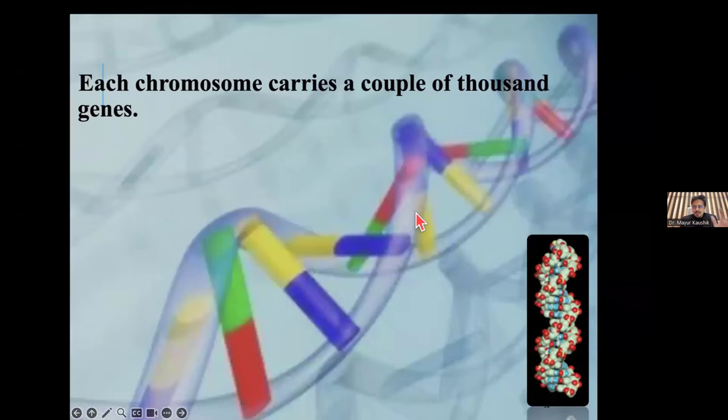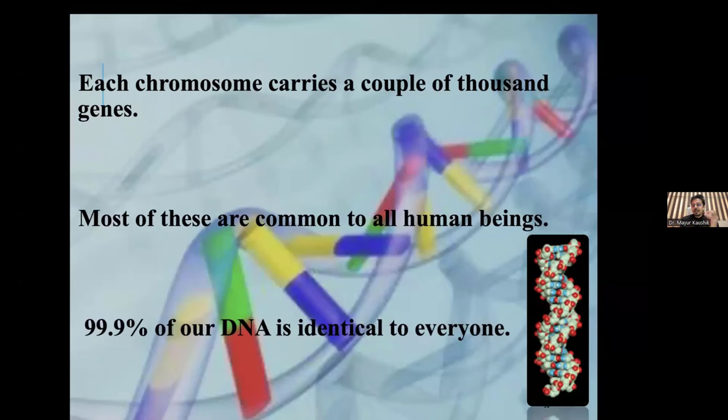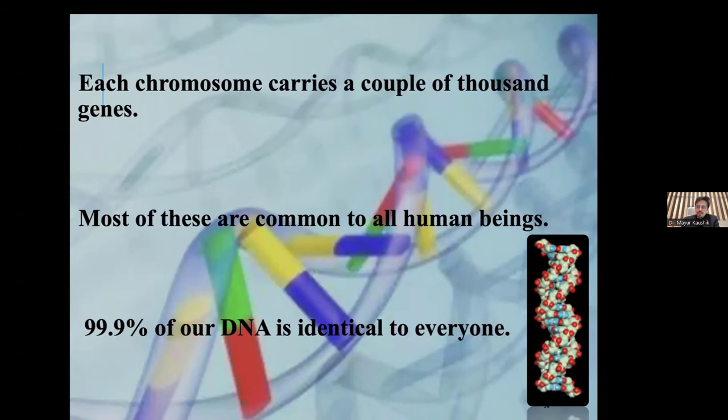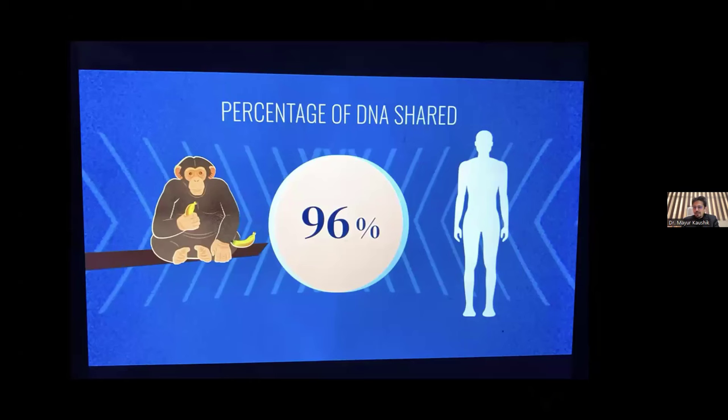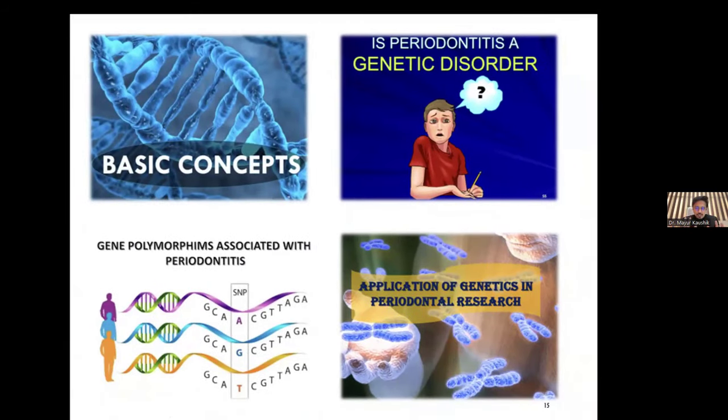So each chromosome has thousands of genes, 30 to 40,000. Most of these are common to all human beings. How much common? All of us sitting in this hall basically have 99.9% DNA identical. It is just 0.1% which is different, which is giving different appearances to us, which is actually making us have different IQ and different resistance, that is strengths or weaknesses to various diseases. Rather, in case 4% would have been different, that is the closest that we have to our ancestors, that is apes. So this one was about the basic concept, just the terminology, a brush up of our 12th knowledge.